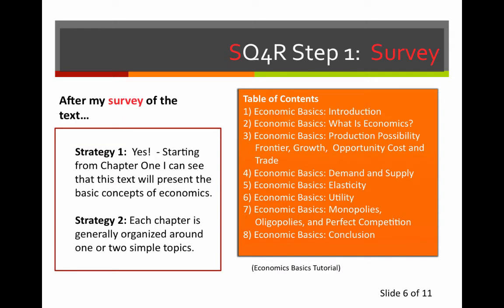So what did you learn? Given our reading goal to master the basics of economics, I can say yes, this text will help me study for my exam. And for Strategy 2, I noticed that each chapter is generally organized around 1 or 2 simple topics. I also noticed, based on the vocabulary, that the first chapters look simpler to understand because terms like production possibility seem easier than ones like elasticity and oligopolies, which are found in the later chapters. I like the idea of learning the easy information first.